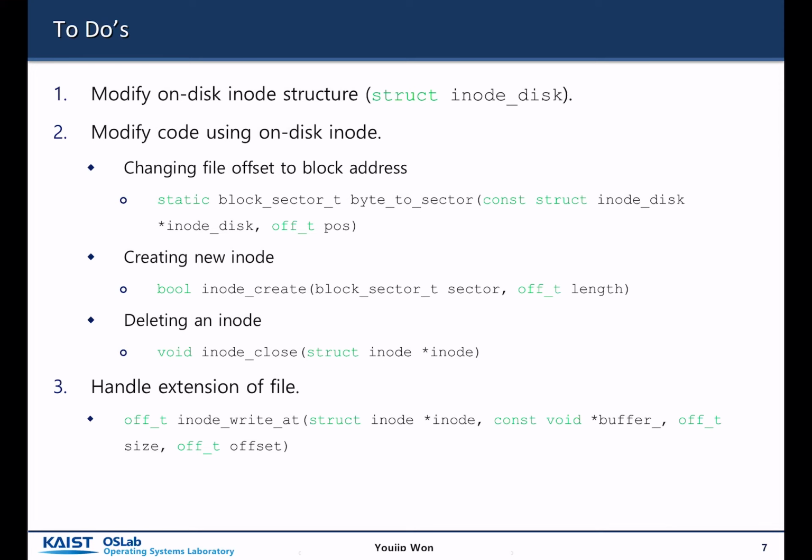There are 3 things to do. First, you have to modify the inode structure, and then you have to modify the code that uses the inode. That includes changing file offset to block address, creating a new inode, and deleting an inode. And also you have to modify and create the function that handles extension of a file.